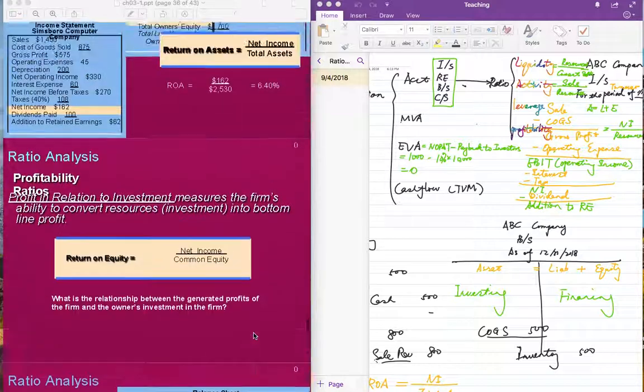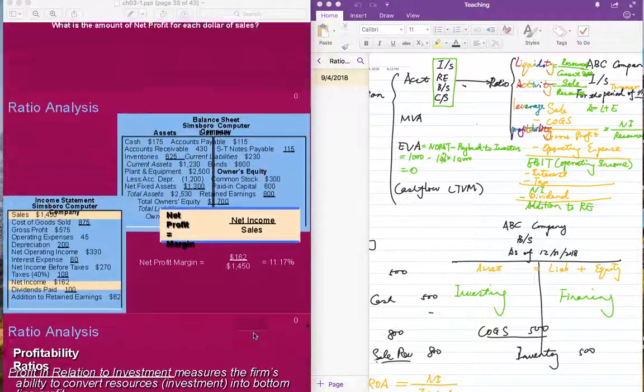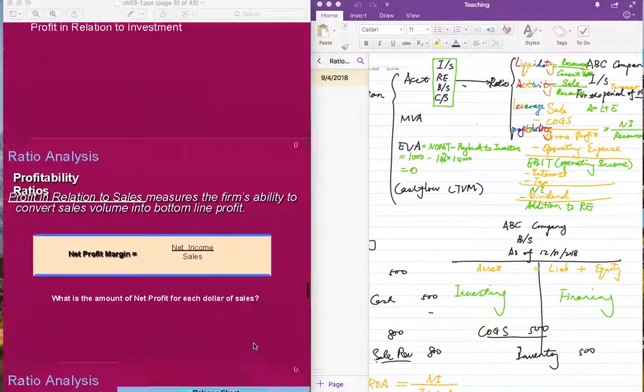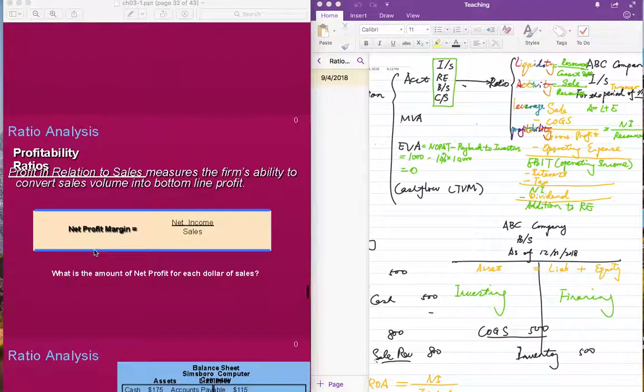And in particular, we want to mention one of them, actually return on sales. Return on sales is also called net profit margin. That's the commonly used name. It is return on sales. By looking at this formula, you see that it is net income divided by sales. So it is return on sales.